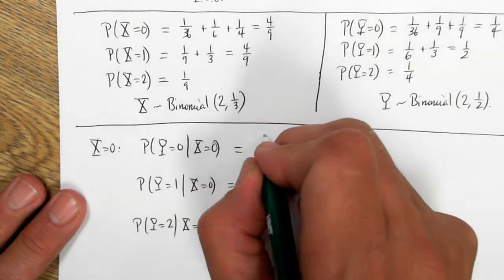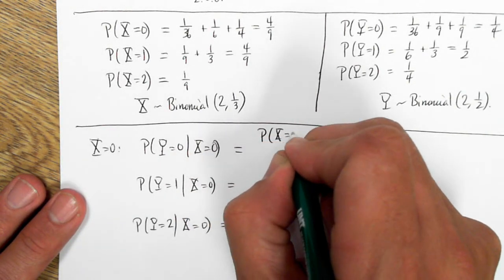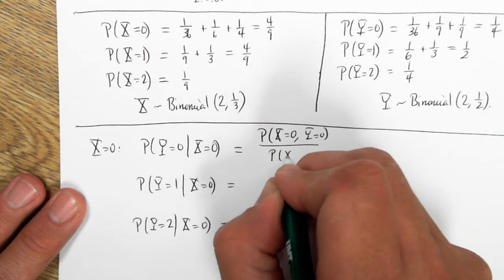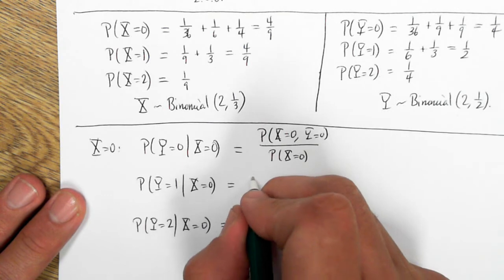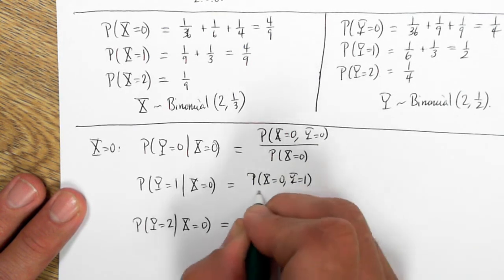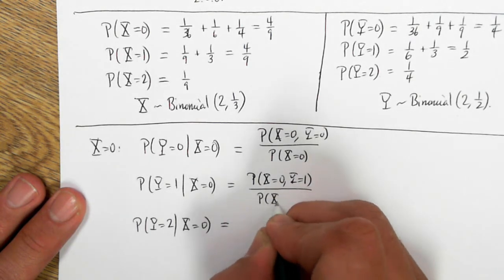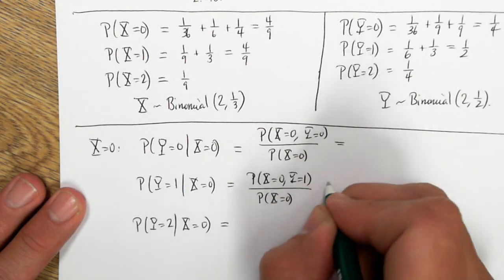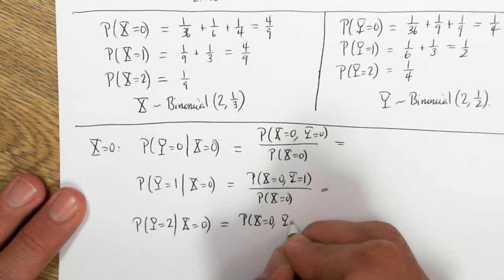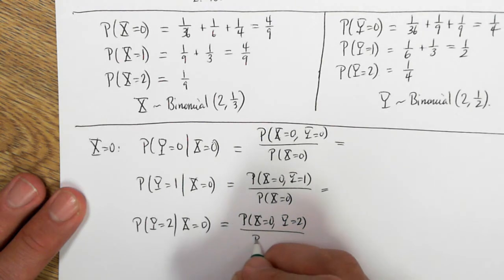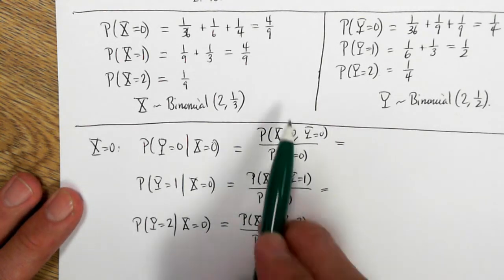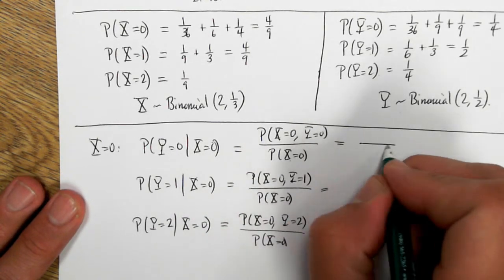The chance, each of these is found by division. So that's the chance that x equals 0 and y equals 0, divided by the probability that x equals 0. This one is the probability that x equals 0 and y equals 1, divided by the probability that x equals 0. And the last one is the probability that x equals 0 and y equals 2, divided by the probability that x equals 0. Okay, the chance that x equals 0 is 4/9.